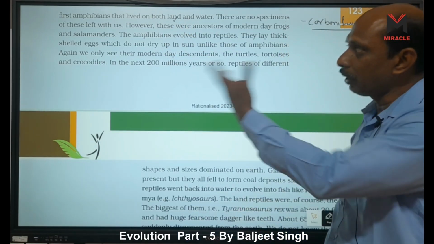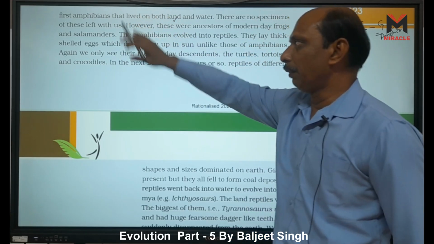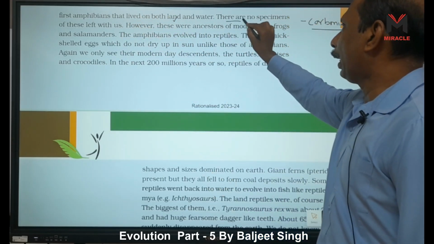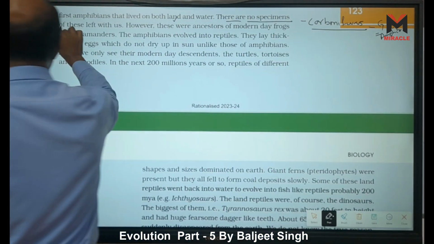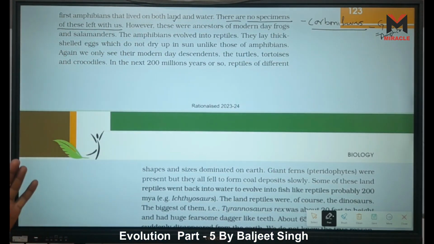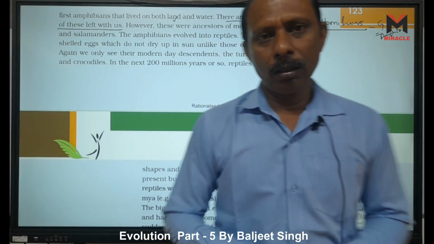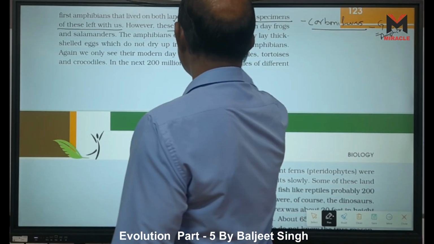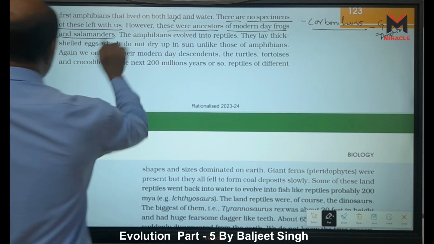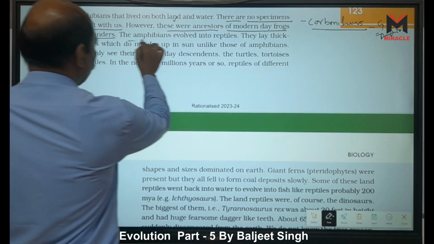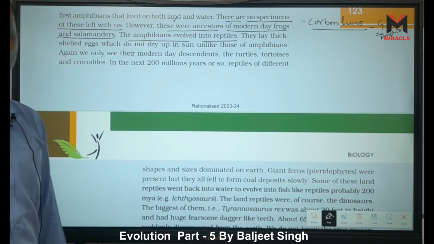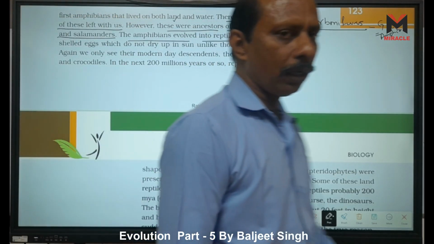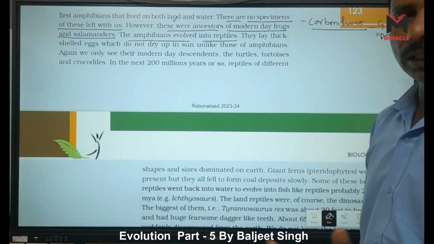The origin of the first amphibian is in the Devonian era, and after Devonian there are no specimens of these left with us. For amphibians, we have no fossils today to which we can say these are proof for the Carboniferous era. However, these were ancestors to modern day frogs and salamanders. They were the ancestors, right? The amphibians evolved into reptiles. The first reptile evolved in the Permian, right? Evolve means originate, right?